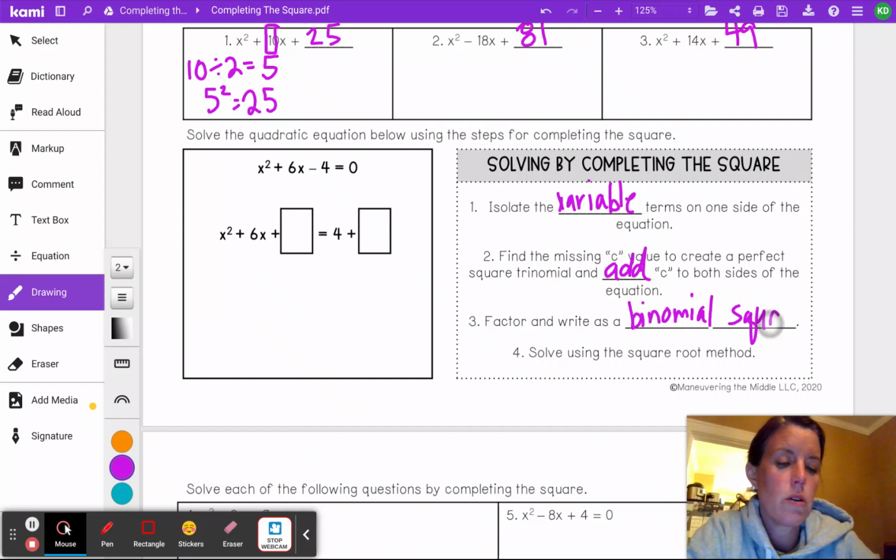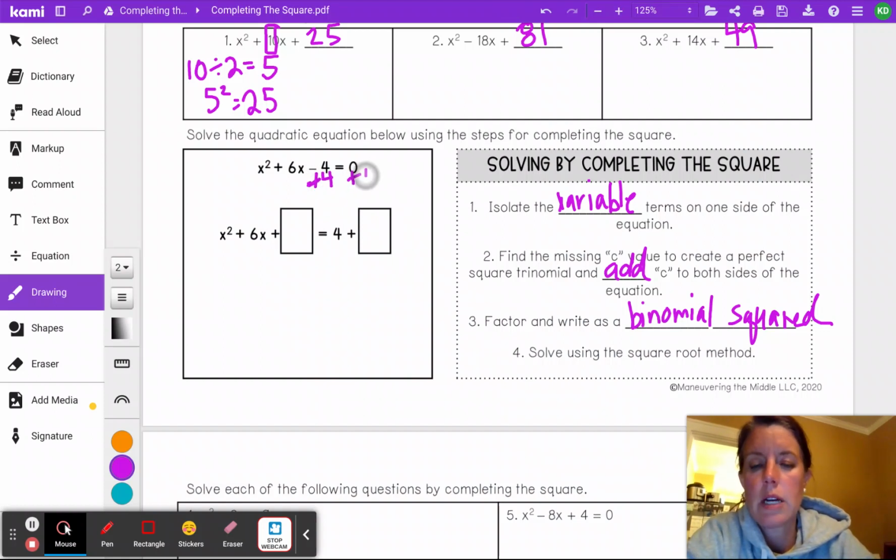That's what that is. So write it as a binomial squared and then solve using the square root method. So we're going to do this over here on the left. That original equation, you can't factor it and use the square root method. So that's where we're going to complete the square. If you looked, what they did is add 4 to both sides so that we can make room for our new value of c.